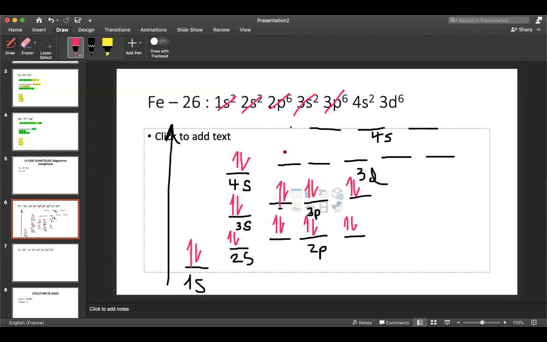Now here, up and up. What you do is you go spin up, spin up, spin up, spin up, spin up, then spin down, spin down, spin down. 1, 2, 3, 4, 5, 6.